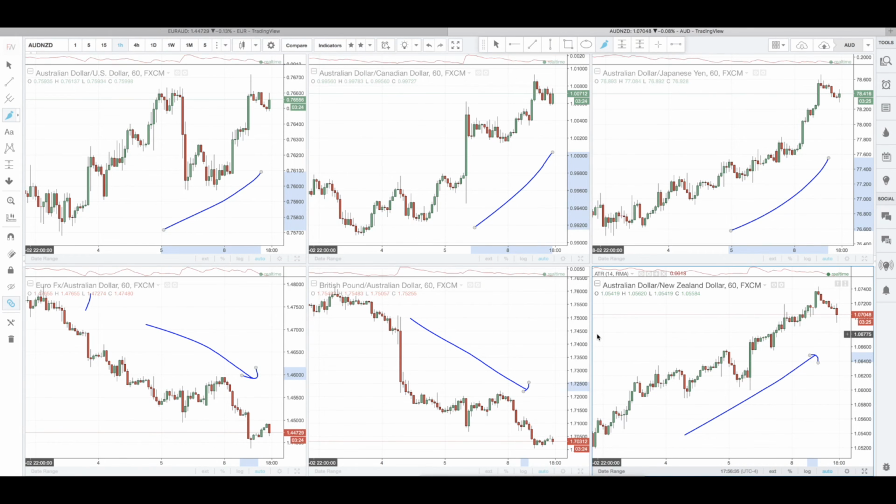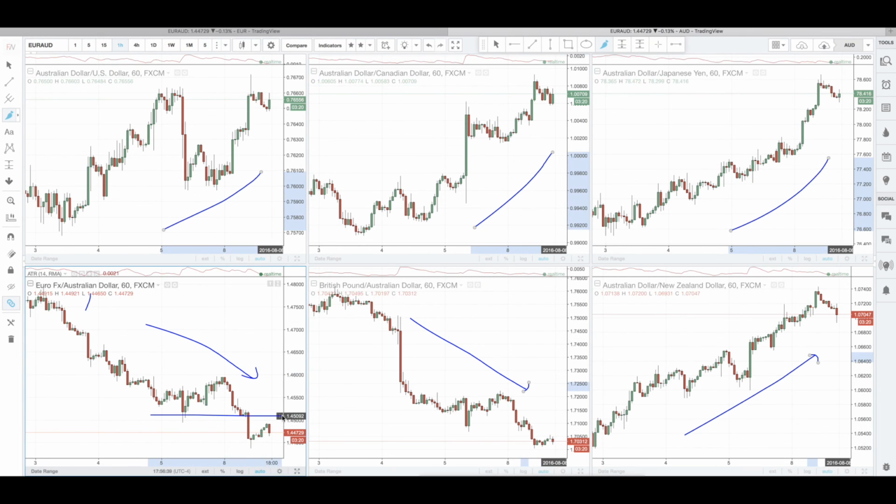And if euro is weak and Aussie is strong, well, this is what happens. It becomes very, very sell biased. Your job is to get the best pullback you can so you can hit the sell.